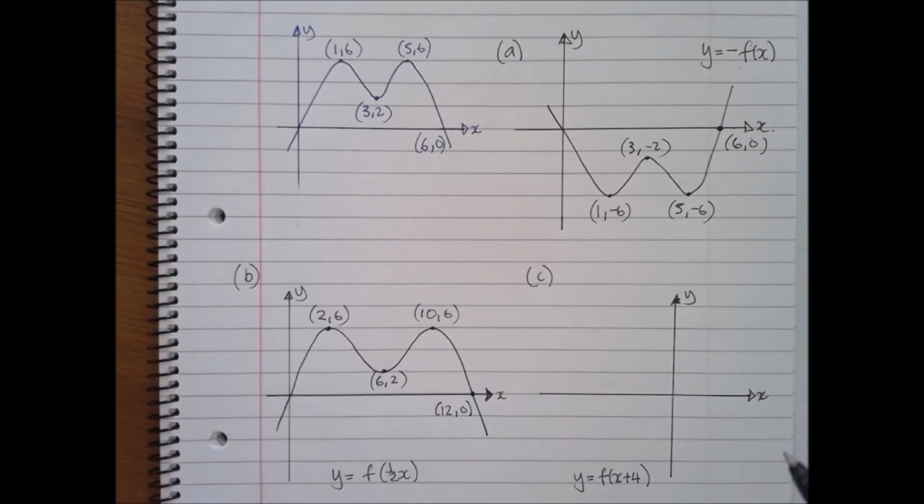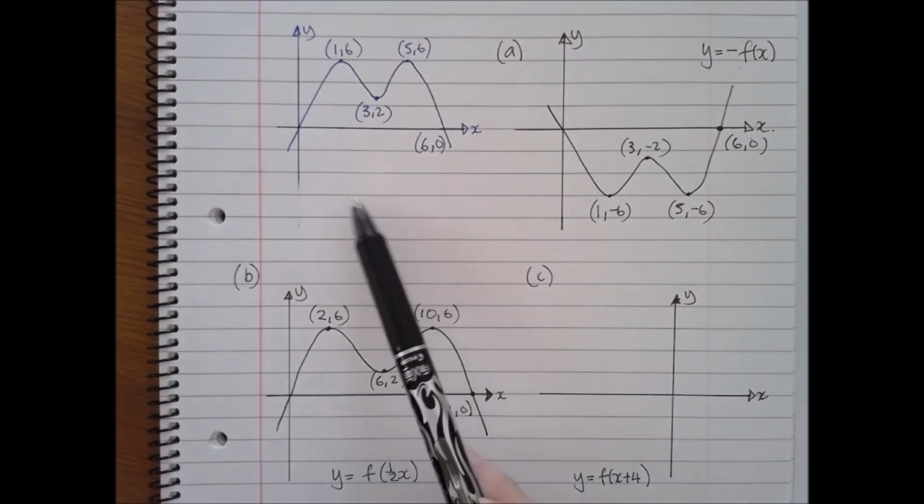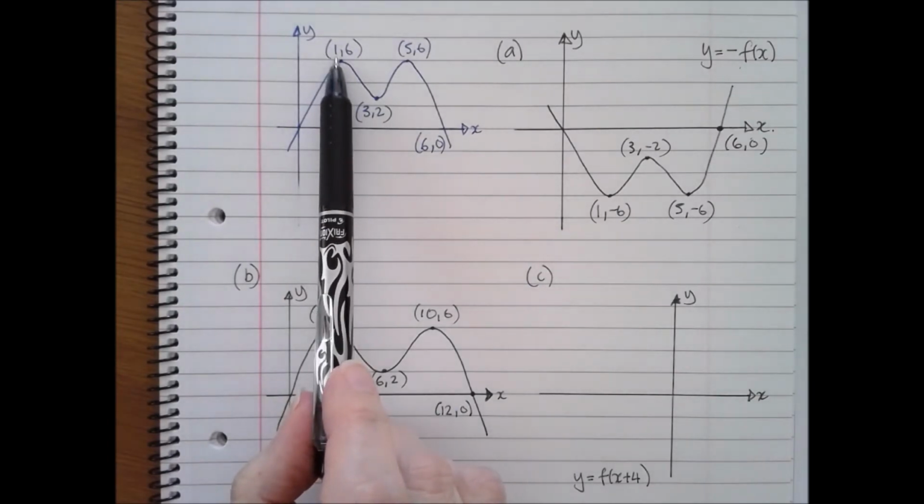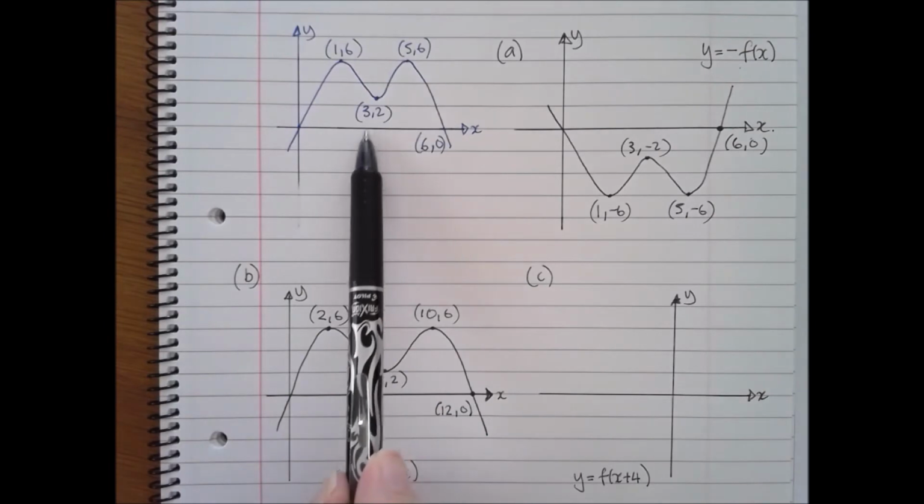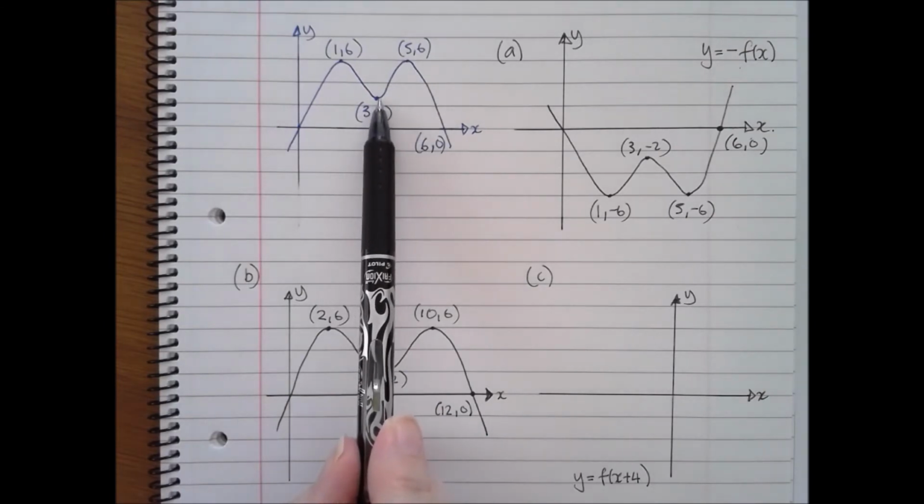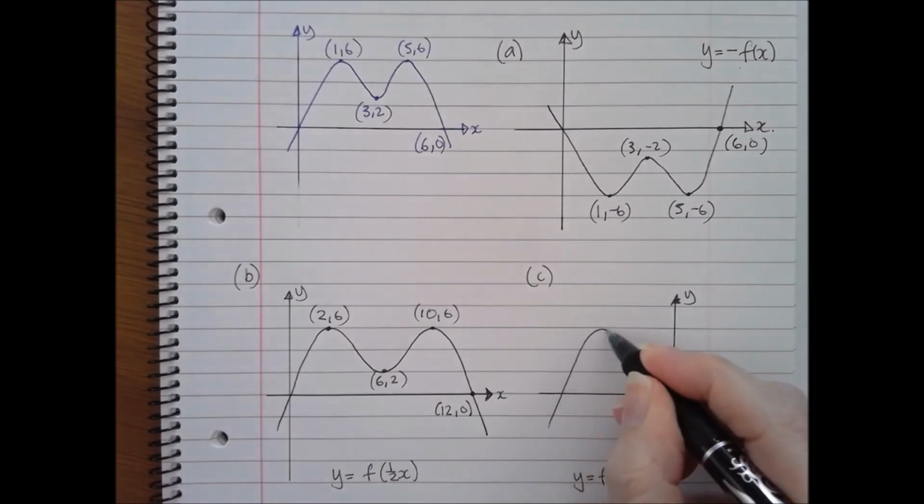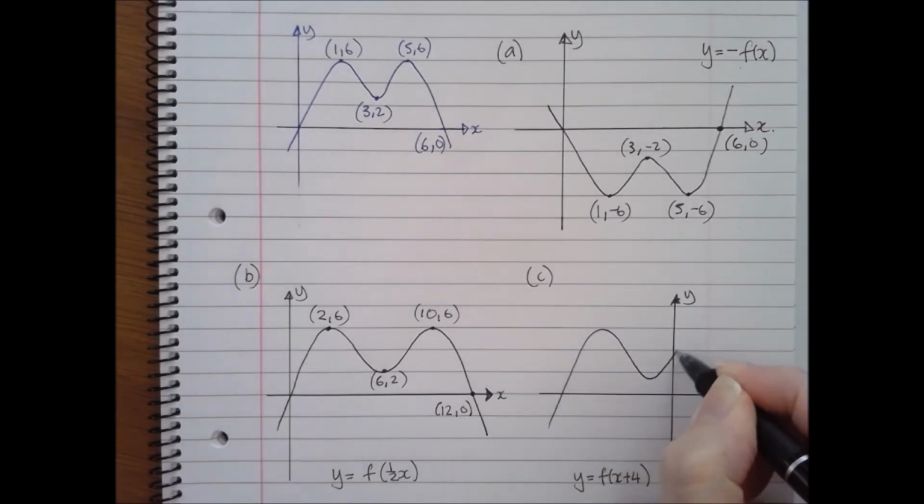And finally part C. This asks us to sketch the curve under the transformation y equals f of x plus 4. So this is going to be a translation of 4 units to the left. So if we come back up to our original points here, this one is going to end up at minus 3. This one is going to end up at 1. And this one here is going to end up at minus 1. So this turning point needs to be on the left hand side of the y-axis.